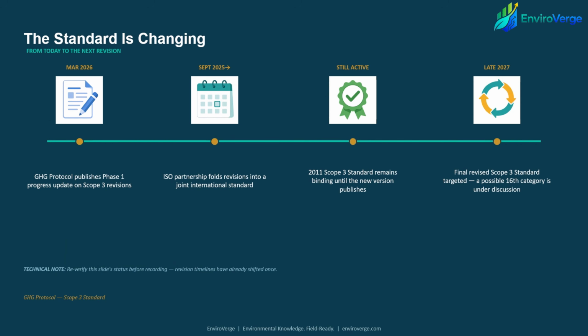One honest update. GHG Protocol published a Phase 1 progress update on Scope 3 revisions this past March. ISO has been partnering on this since September 2025. The 2011 standard stays binding until the new one publishes, targeted for late 2027. One proposal on the table, a 16th category. Nothing's final. Build the habit now.